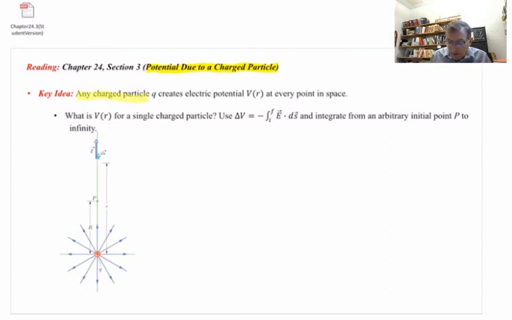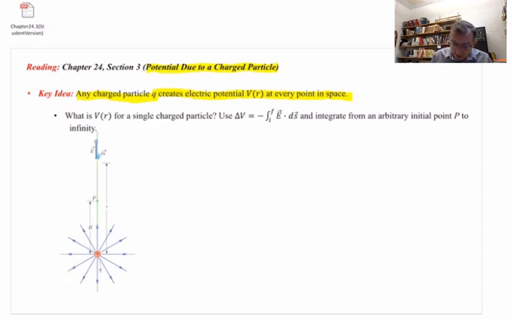Any charged particle Q creates electric potential V of R at every point in space. It's a field. It's a potential field, which is a scalar. Electric potential is a scalar. Now, this same charge creates electric field at every point in space, a vector field. Now we have a scalar field, electric potential as well. And when we write V of R, we're saying the electric potential at a point that is a distance R from the charge.